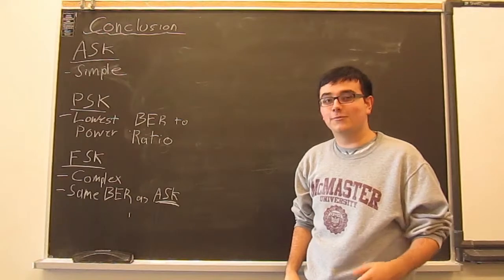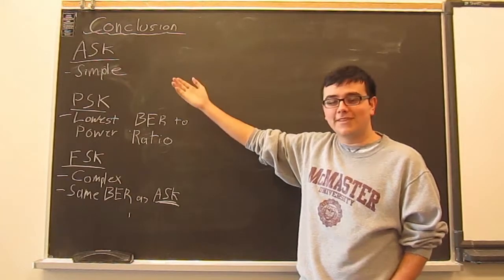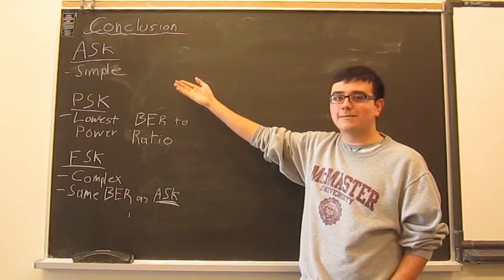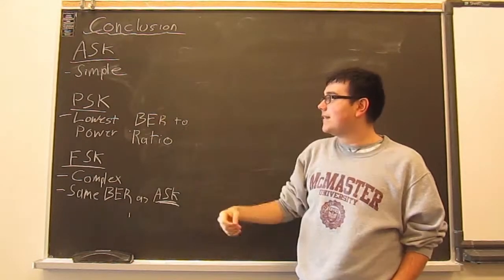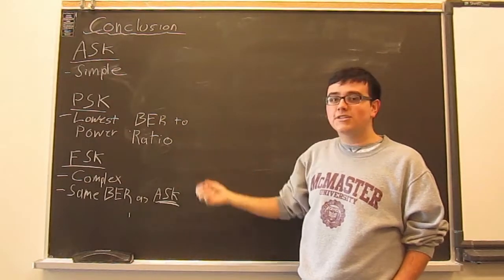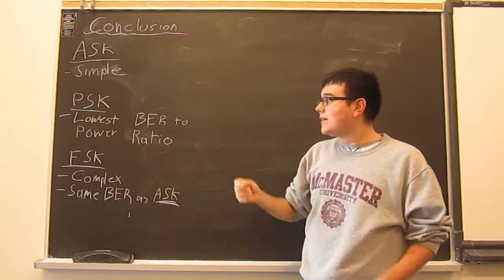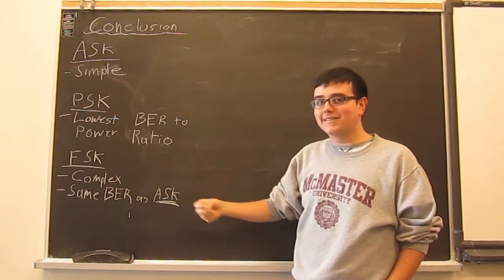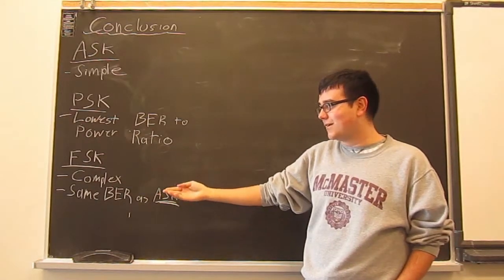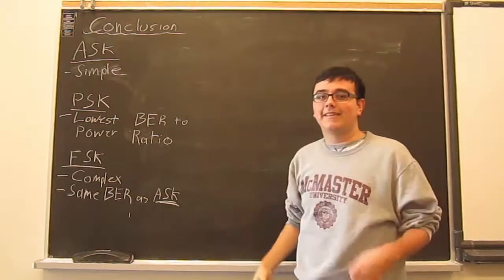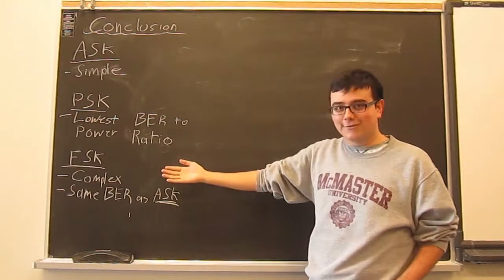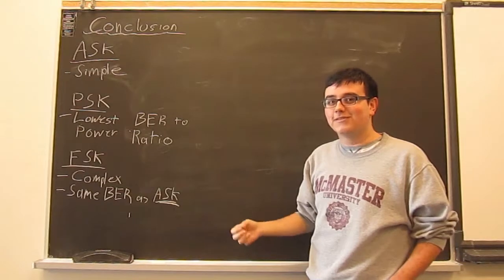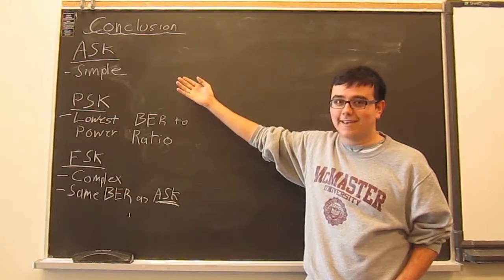So in conclusion, we have that ASK is when we're shifting amplitudes, making it pretty simple to implement. PSK has the lowest BER to power ratio, and it is when we are shifting the phase. The FSK is much more complex, and it's going to result in the same BER as ASK. That is why nowadays we hardly ever use FSK. If we ever need to use digital modulations, we'll either use ASK or PSK.